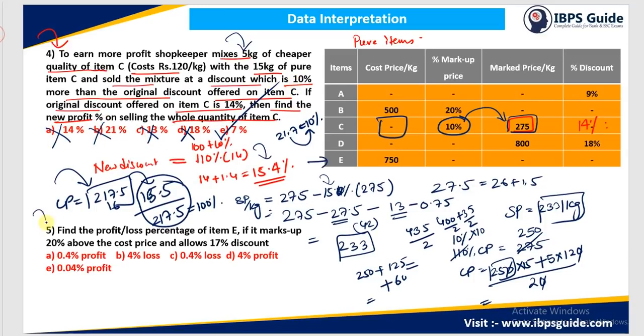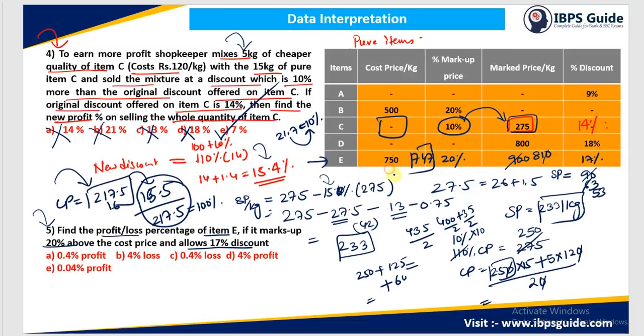Option E. Okay. Now in the fifth question they are saying find the profit or loss percentage of item E if it is marked up 20% above the cost price. So this is 20%. So I can directly find my mark price. Mark price will be what? 20% of this will be 150. So 750 plus 150, that is 900. So mark price is 900 and allows 17% discount. So 17% is here. Now if this is mark price, this is discount, I can directly find this SP. SP will be what? 10% will be 90 and 7% will be 63. Okay. So total 747. Okay. So 747.